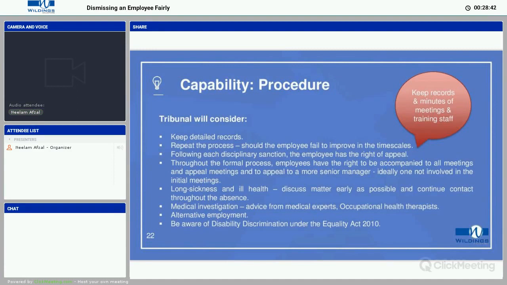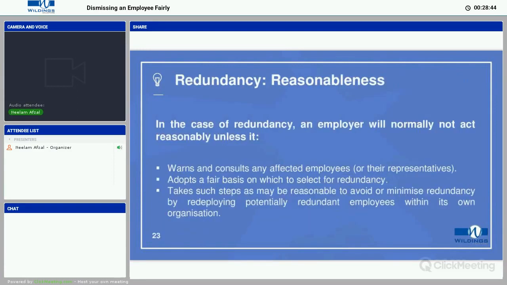Now, when you're looking at redundancy and reasonableness, the tribunals will consider whether you've warned and consulted with the affected employees and their representatives, that you've adopted a fair process for selection, so there's a good selection process and it's a fair process, and that you've taken as many steps as you needed to minimize the risk of redundancy.